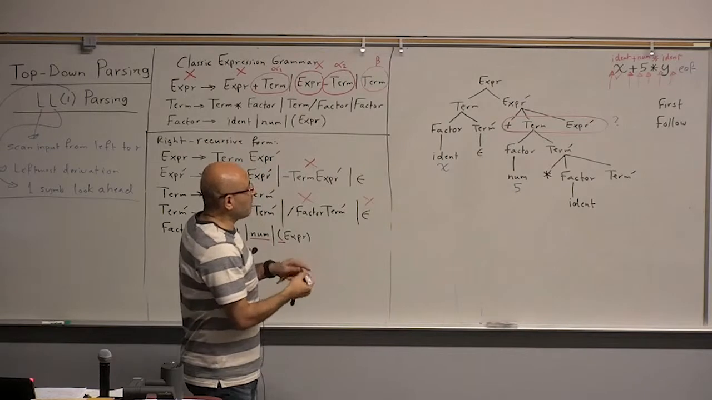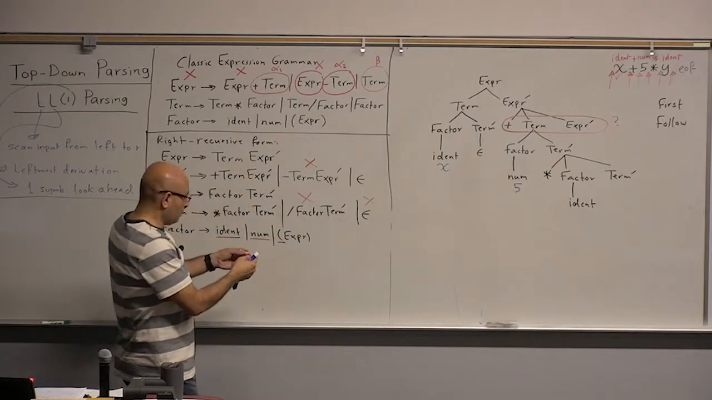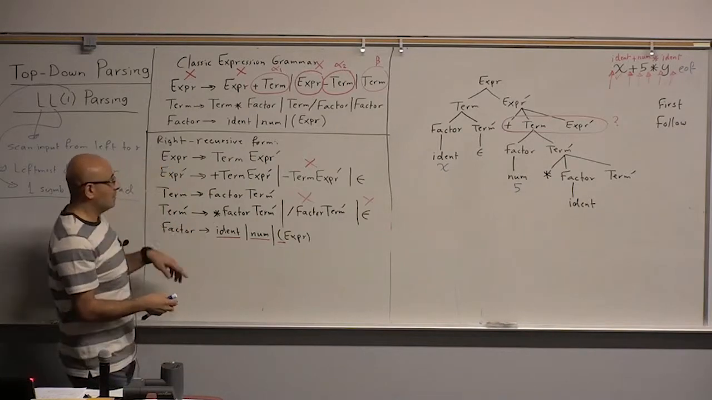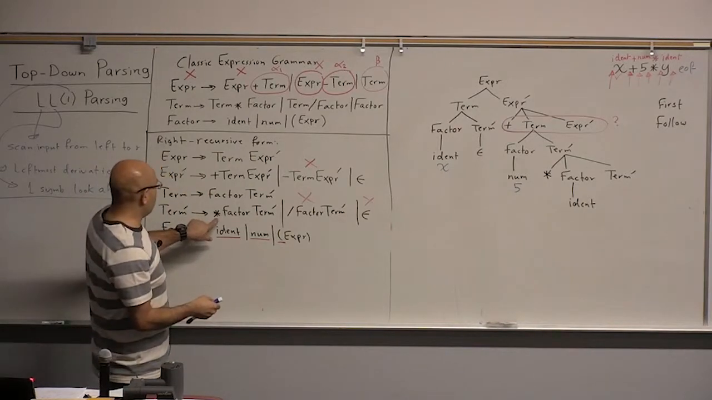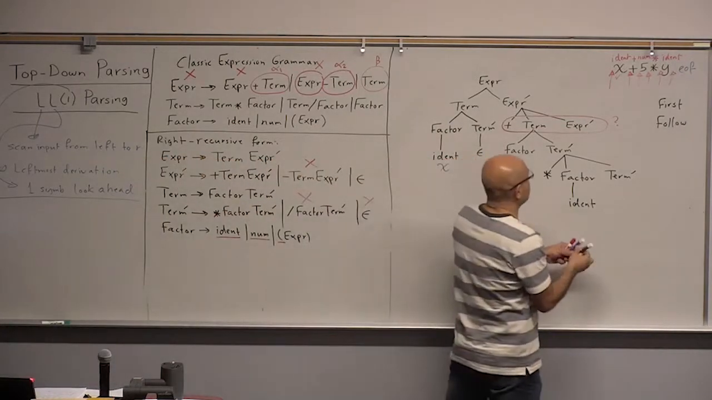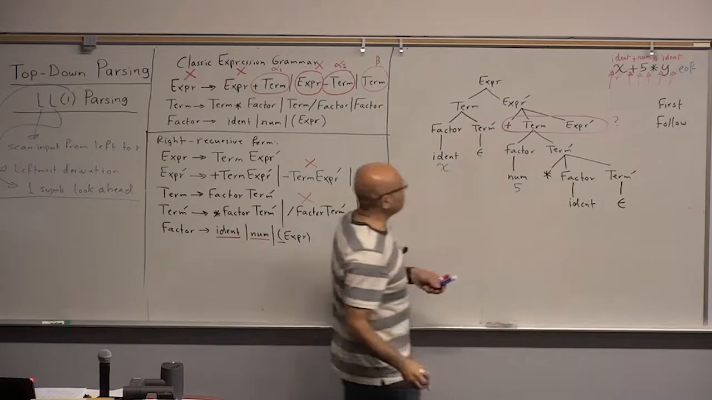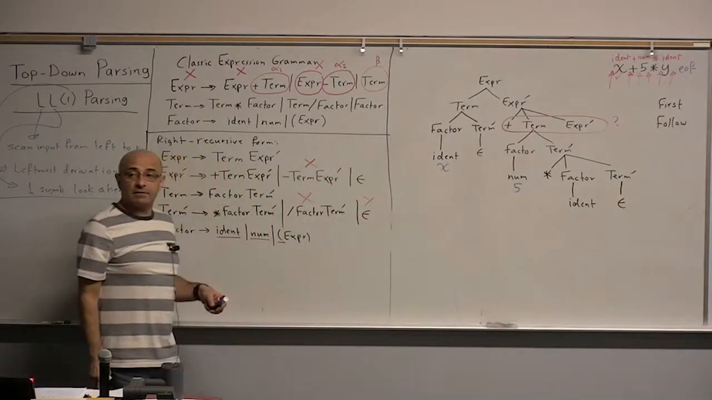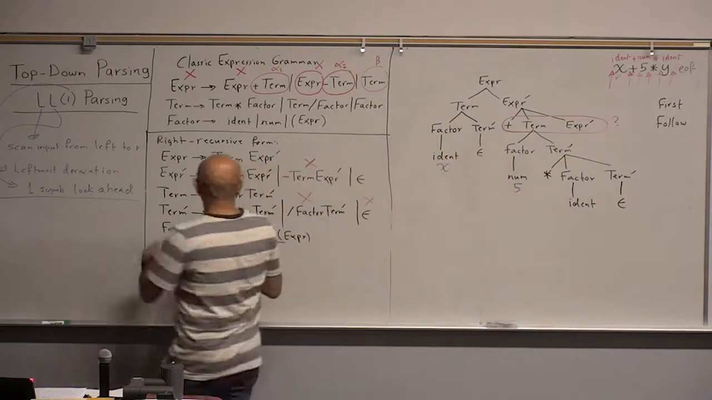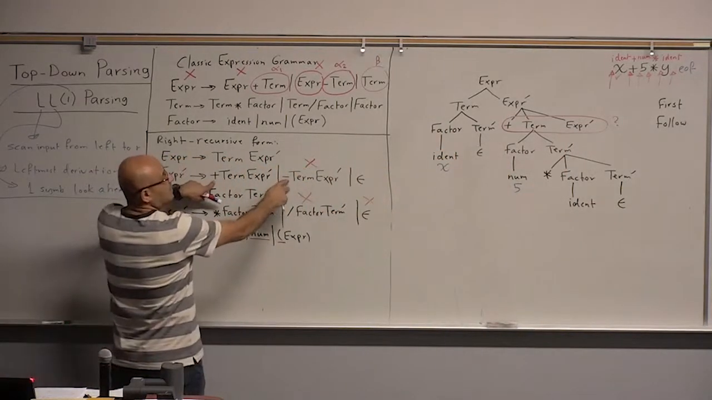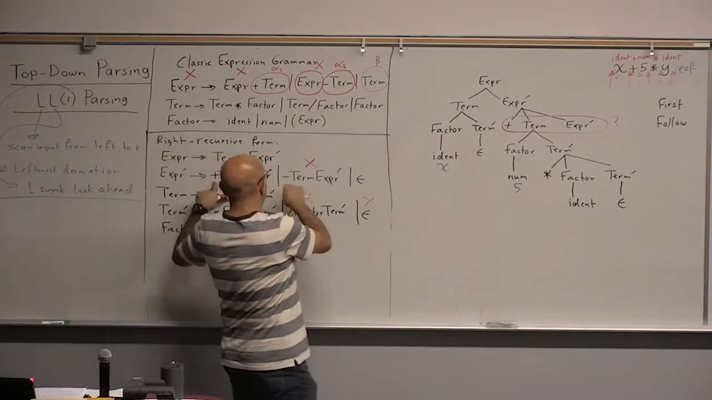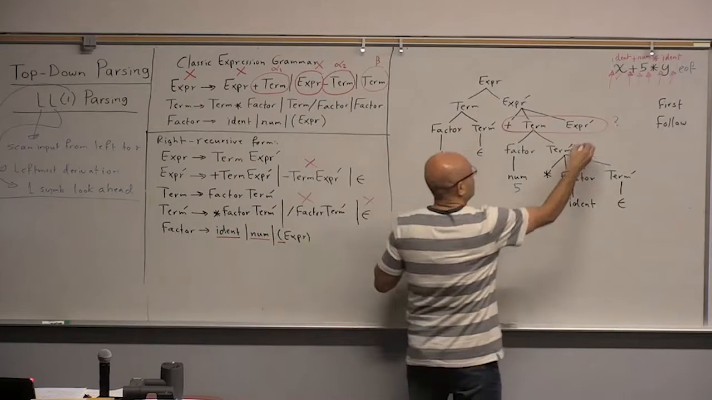Okay. Now I need a substitution for term prime, and I'm not seeing anything in the input. I'm not seeing multiplication or division. The only correct substitution is an epsilon. And what's left? The expression prime, and that's going to be an epsilon. I'm not seeing a plus or a minus. In fact, the string is done. I have passed the string, so I'm not seeing a plus or minus. Then it's going to be an epsilon.